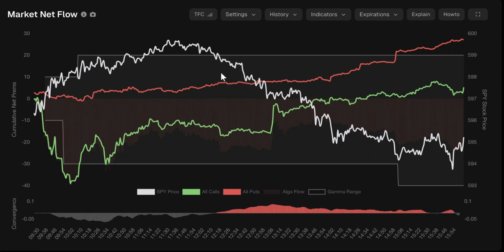Hey folks, ET here, and today we're going to talk a little bit about our gamma range tool, what to look out for, and the information that you might need on it and how it's going to look day to day.